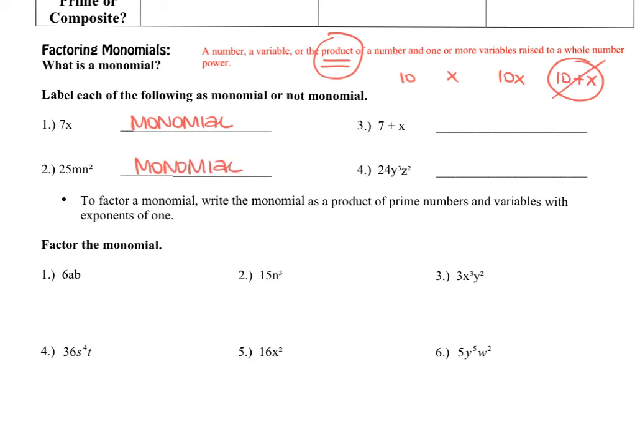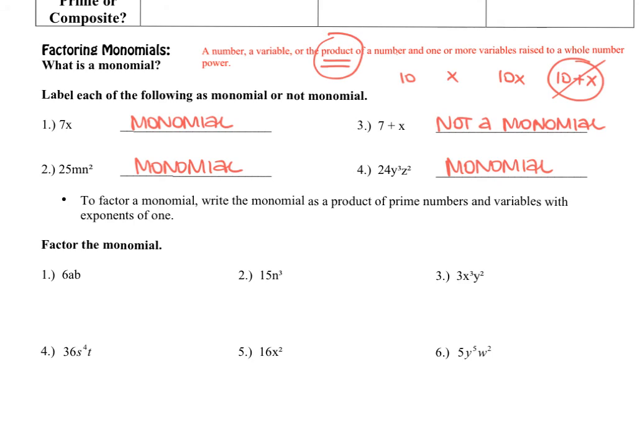And again, the reason is it is the product of a number and one or more variables, in this case, two variables. Number 3, 7 plus x, is not a monomial because that is the sum of a number and a variable, not the product of a number and a variable. The last one, number 4, 24, y to the third power, z to the second power, would be a monomial. We have the product of a number, 24, and several variables there, all raised to whole number powers. Okay, so hopefully you have a little bit of a better sense what a monomial is.